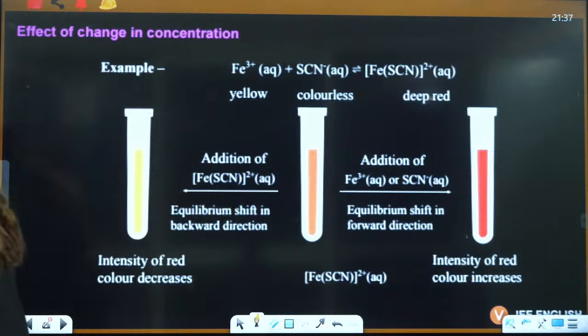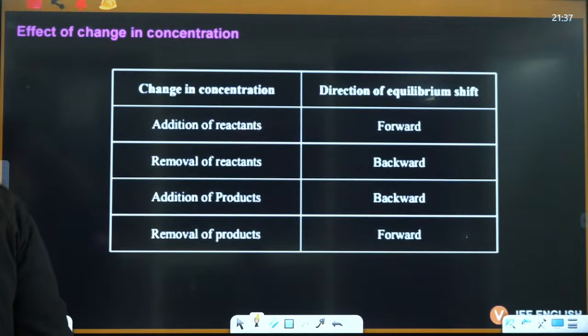Temperature dependency also we will see, Sarvesh, don't worry, right? Yes.